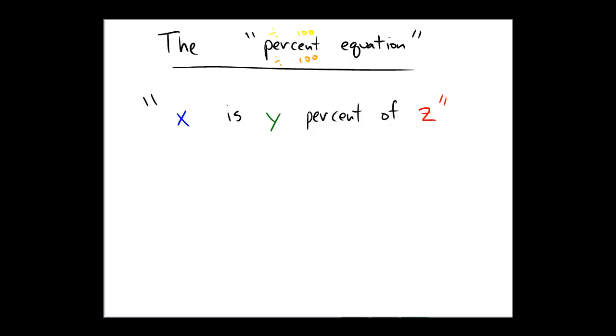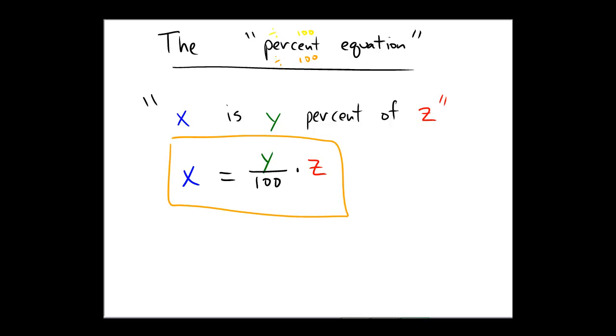So what does x is y percent of z really mean? Well, that would mean that x is y percent, divide by 100, of z. So the percent equation says that x equals y over 100 times z.